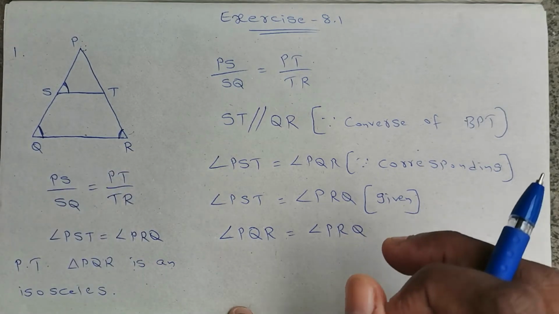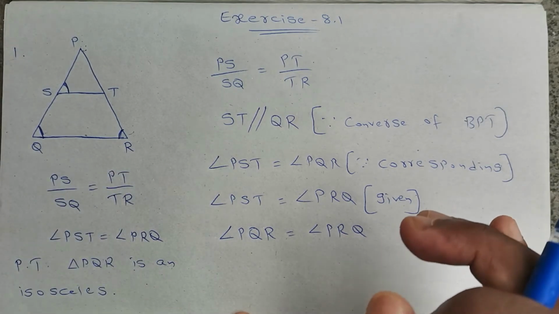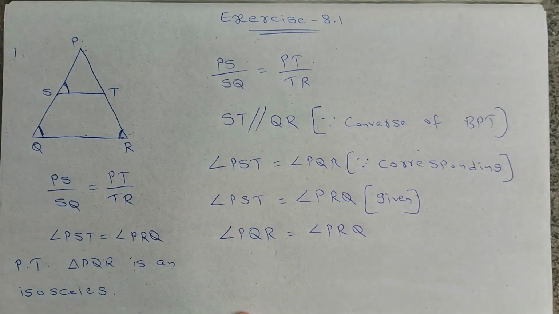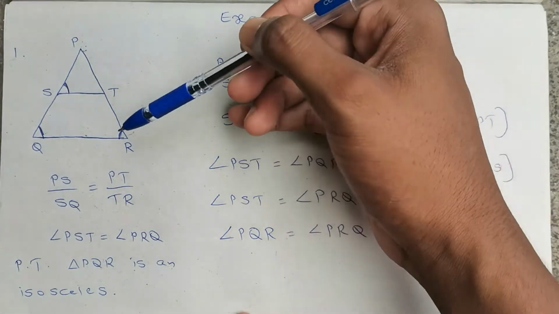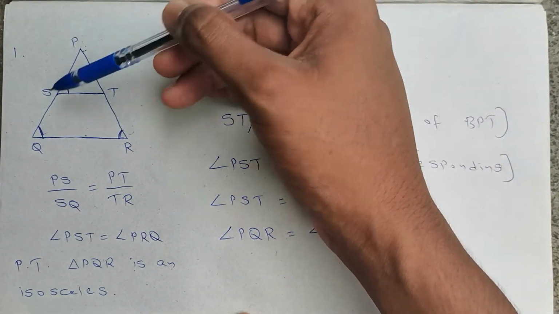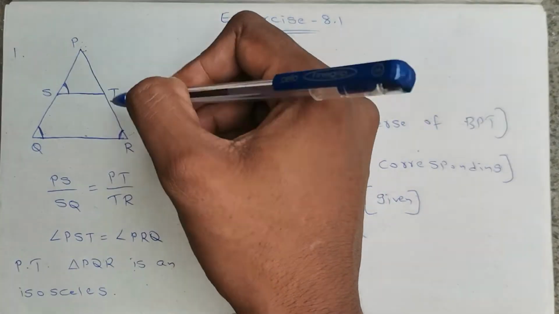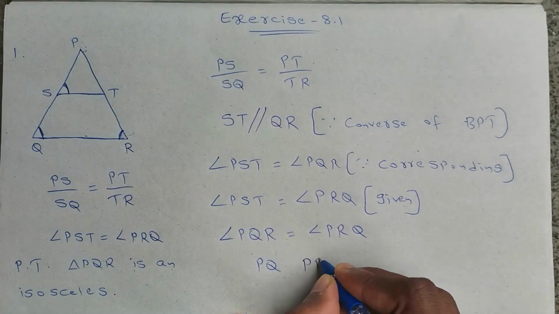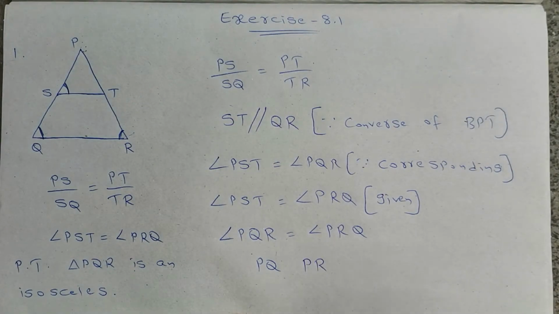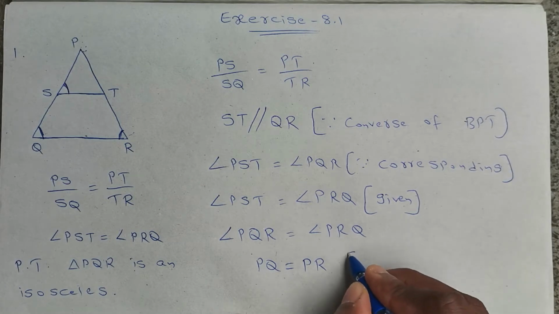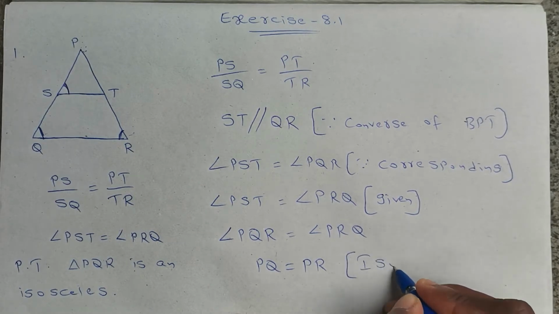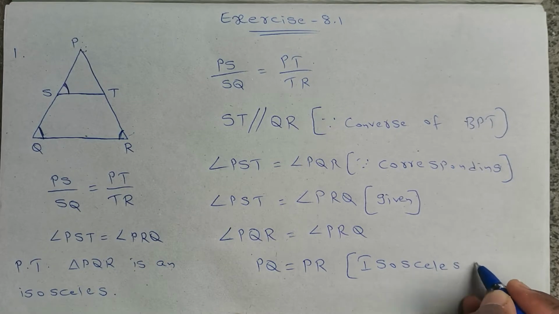So now if two angles are equal to each other, then the sides which are opposite, for this angle R the opposite side is PQ, for angle Q the opposite is PR. If two angles are equal to each other, then the sides which are opposite to those angles are also equal. Then if two sides are equal to each other, obviously it will become an isosceles triangle.